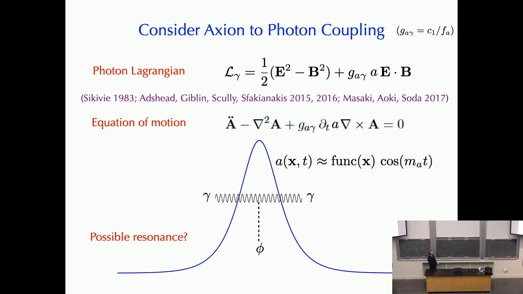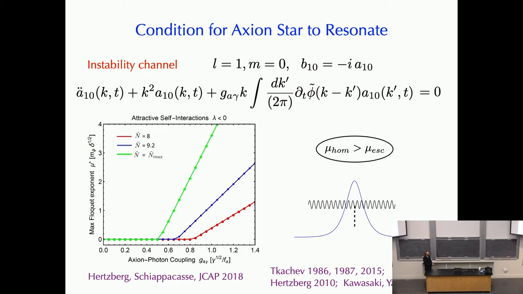Now, if you have an oscillating term in the wave equation, under favorable conditions it can produce parametric resonance into electromagnetic radiation. So this is something we looked into. You can solve the equations and find under what conditions that resonance can take place. It's very sensitive to the value of the axion-photon coupling. If the coupling is big enough, there is resonance. If it's small enough, it's literally zero. There's a kind of phase transition, if you like, from one regime to the other.